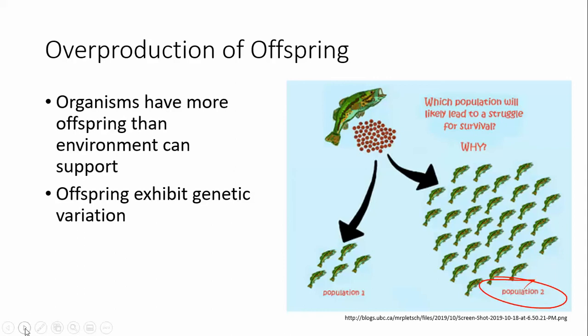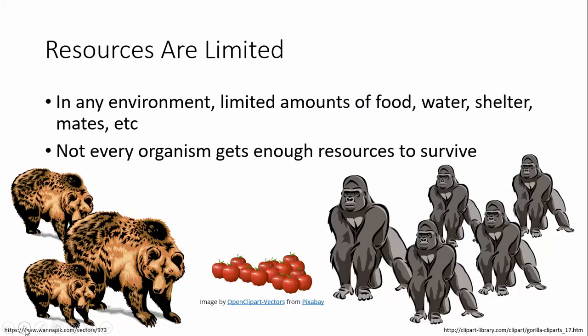All right. Next, resources in an environment are limited. So there is in any given environment only so much food, only so much water, or only so many places for shelter, only so many mates, which means that since you've got more organisms than an environment can support, not every organism is going to get enough resources to survive.